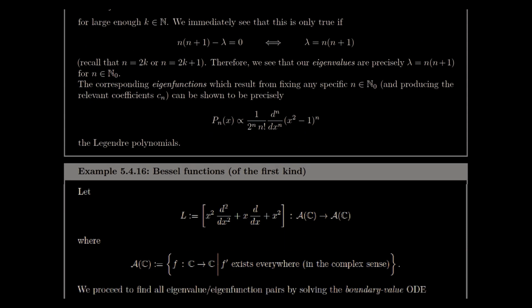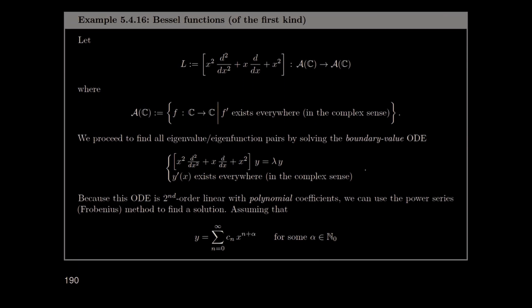So we can do the same thing with the Bessel functions. That was the second example in our previous video, where I had this operator, and my space was the space of entire functions. That means the derivative exists everywhere in the complex sense. We're going to set up our differential equation, our eigenvalue equation, where I still don't know y and I don't know lambda. Lambda is an unknown, and y is an unknown. But I'm going to try to solve this differential equation and see if I have any restrictions on lambda.